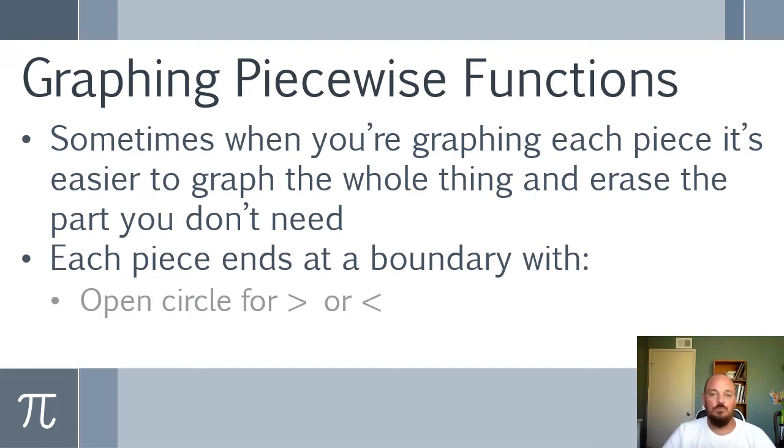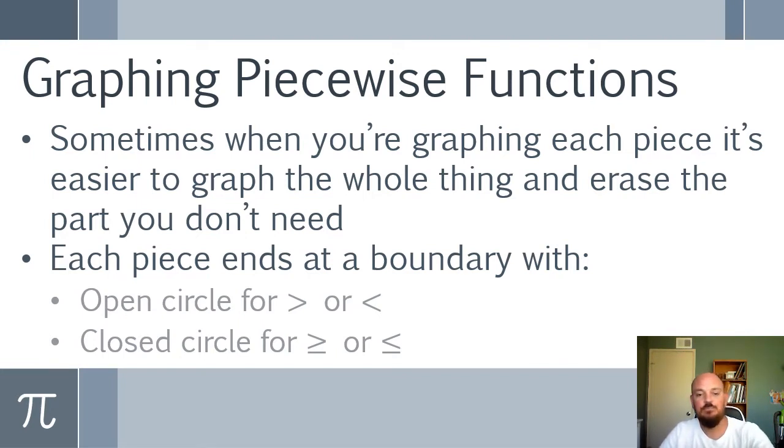So here are the rules. If the domain ends with less than or greater than, you do the open circle. You end with a circle there. Now the closed circle, or the dot, the point, is for when the domain has the or equal to on it, less than or equal to or greater than or equal to. And like I said, we'll do an example right now, and when we do, I'll explain what those open and closed circles mean and why we do it.